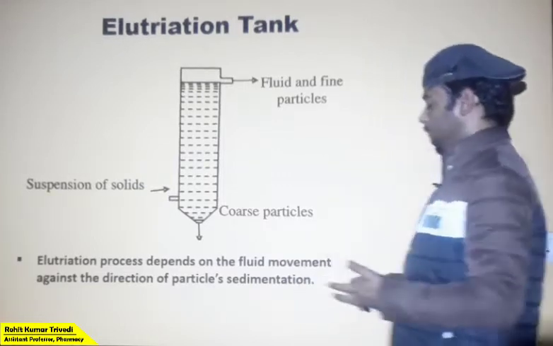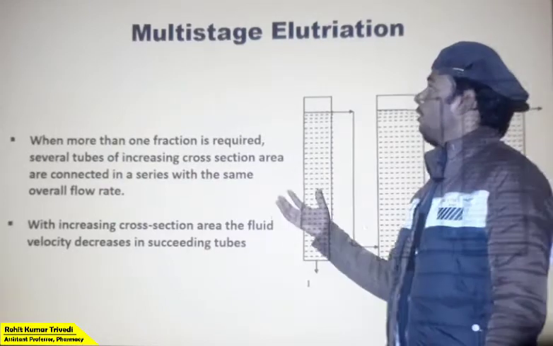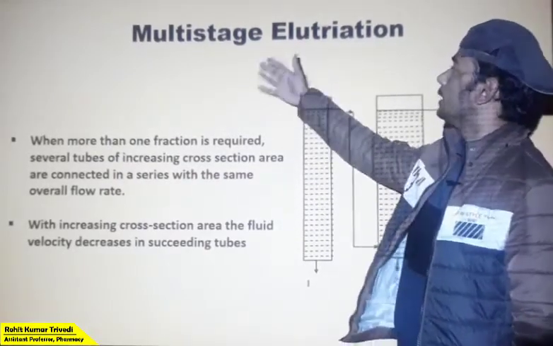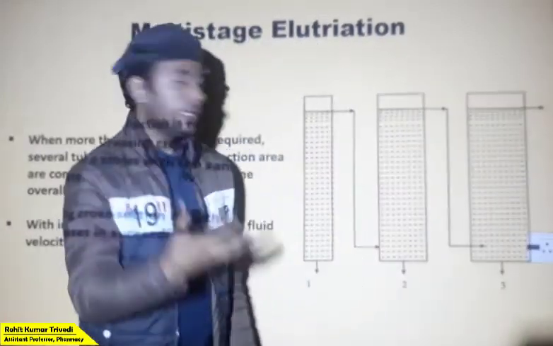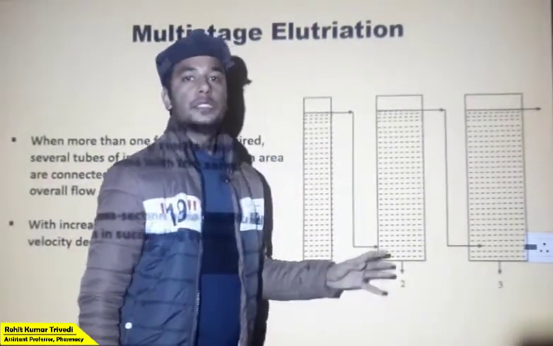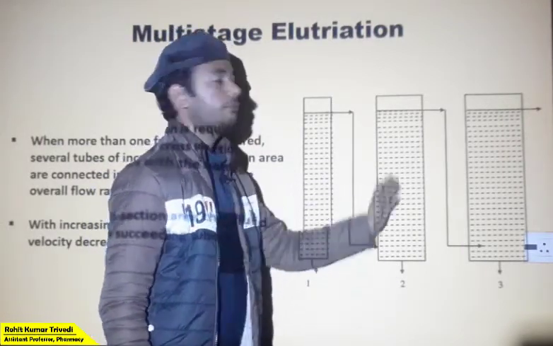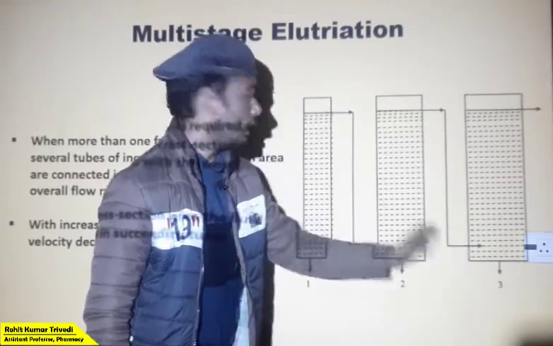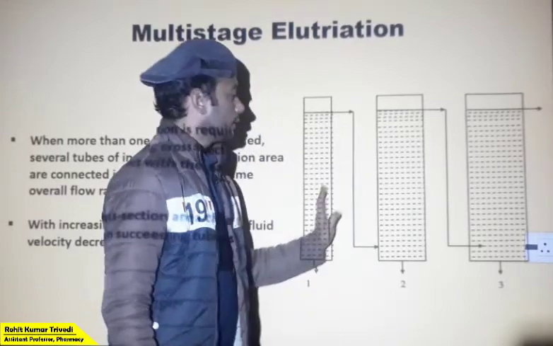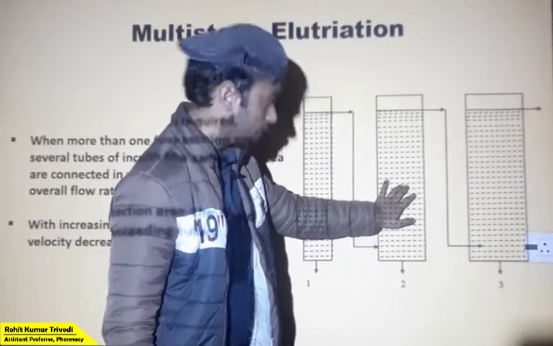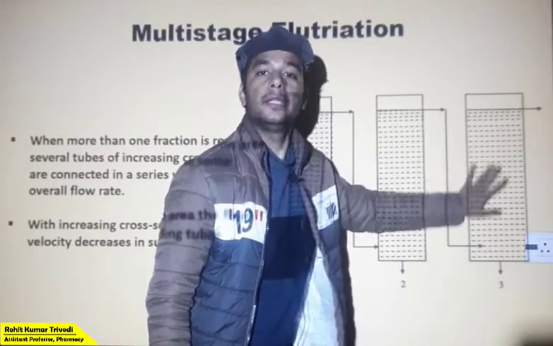Now let's discuss the second method of elutriation, the multi-stage elutriation. Basically what we do is increase the number of tanks. Now you can see here we have introduced three different tanks with different capacities. This tank will have the lowest capacity, this tank will have higher capacity, and this tank will have the highest capacity among all these three tanks.